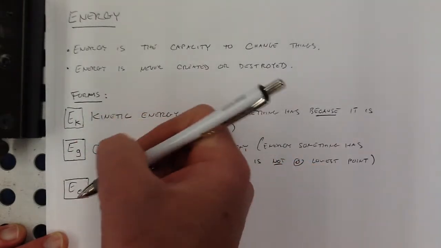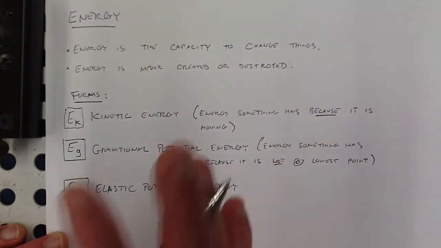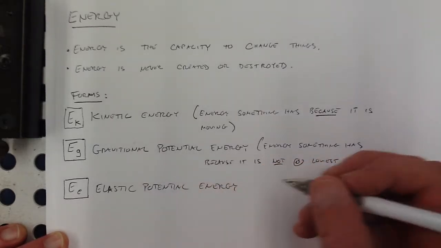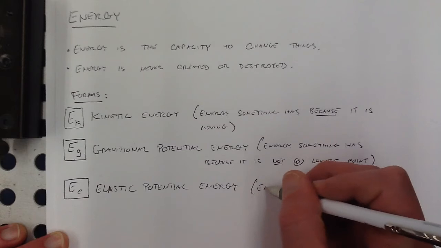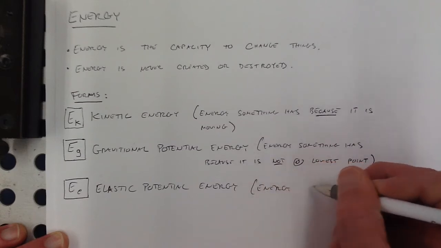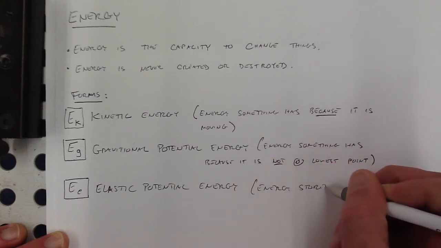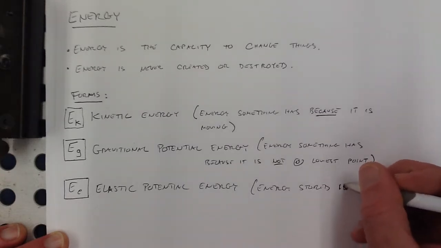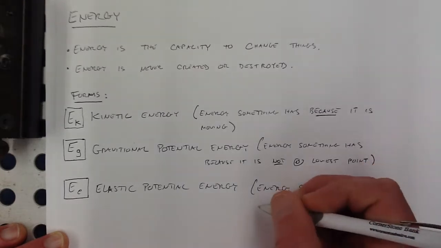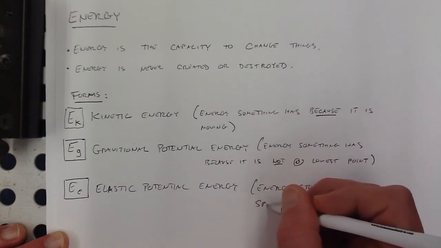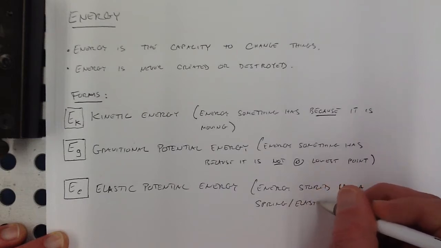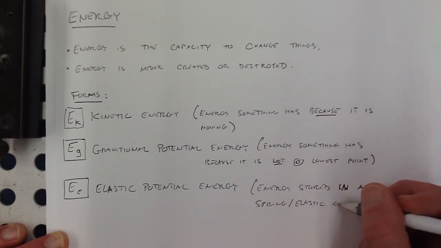If you're wondering, well, what are the equations for all these things? We'll get to that, not in these notes. Elastic potential energy, that's an energy stored in a spring, or elastic, stretchy cord.